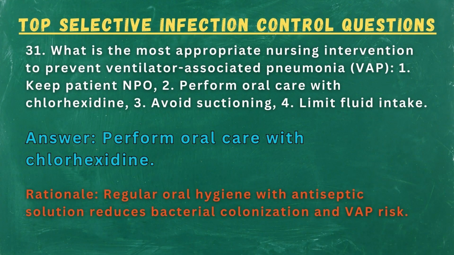31. What is the most appropriate nursing intervention to prevent ventilator-associated pneumonia, VAP? 1. Keep patient NPO. 2. Perform oral care with chlorhexidine. 3. Avoid suctioning. 4. Limit fluid intake. Answer: Perform oral care with chlorhexidine. Rationale: Regular oral hygiene with antiseptic solution reduces bacterial colonization and VAP risk.